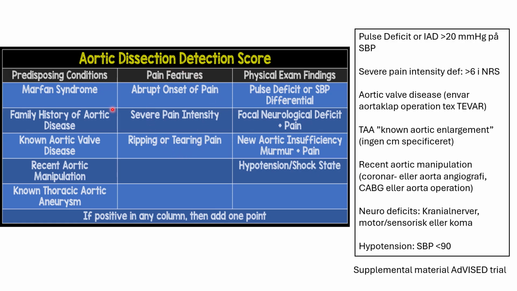And then the thing is whether they have more than 1. There are some definitions to talk about here. The pulse deficit, or a deficit in the systolic blood pressure, has to be more than 20 millimeters of mercury to be valid.